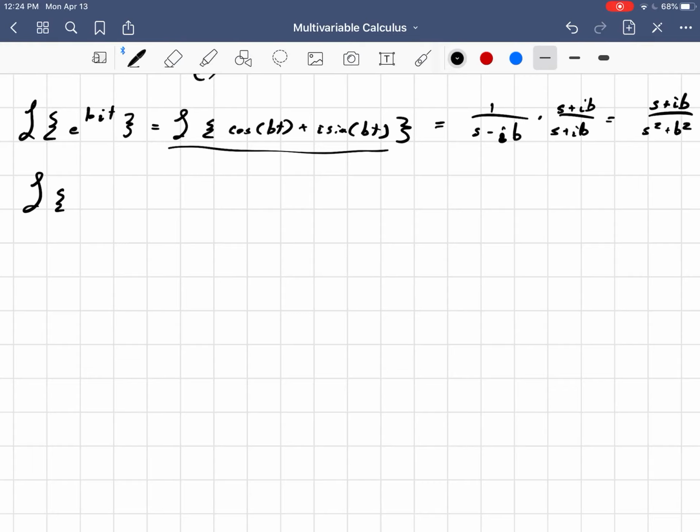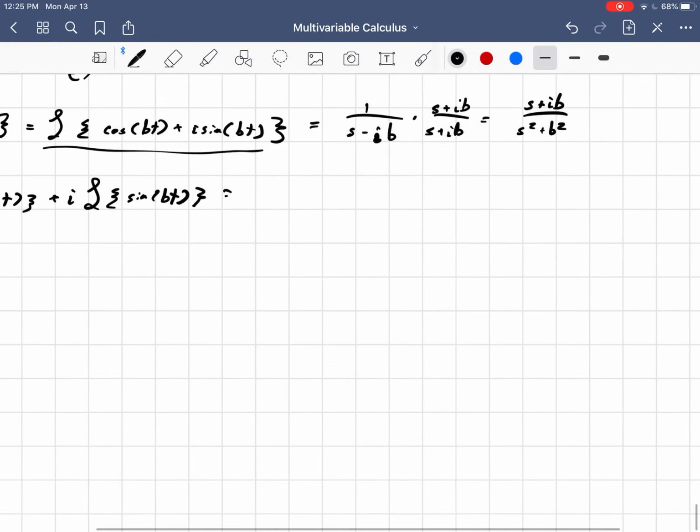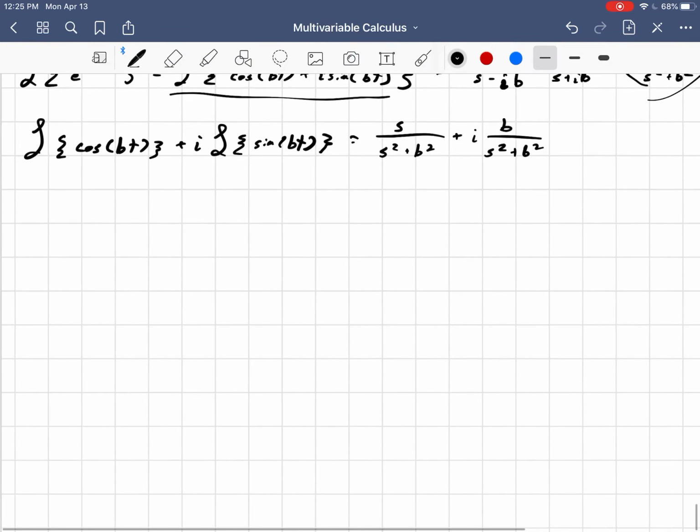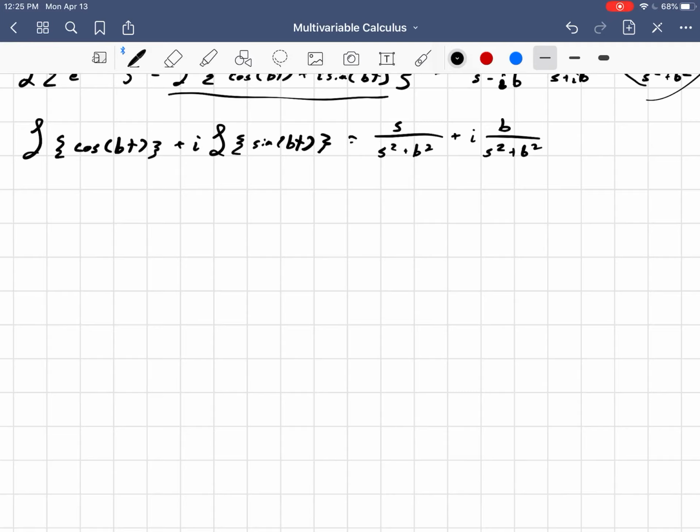And now we play mix and match, right? Because, well, first of all, I'm going to apply the linearity and scalar properties of the Laplace transform. So that, what I just underlined, is the same thing as the Laplace transform of cosine of bt plus i, since i is a constant, times the Laplace transform of the sine of bt. This is going to be equal to this here, which I can write as s over s squared plus b squared plus i times b over s squared plus b squared.